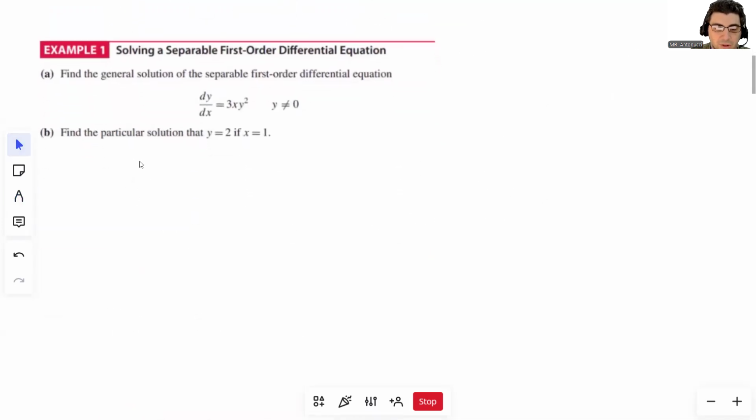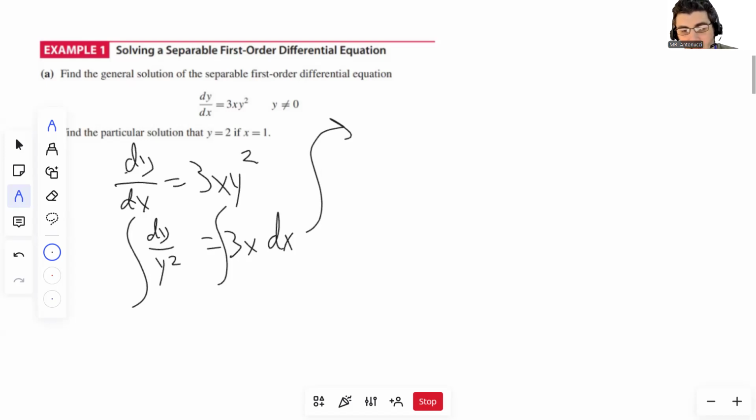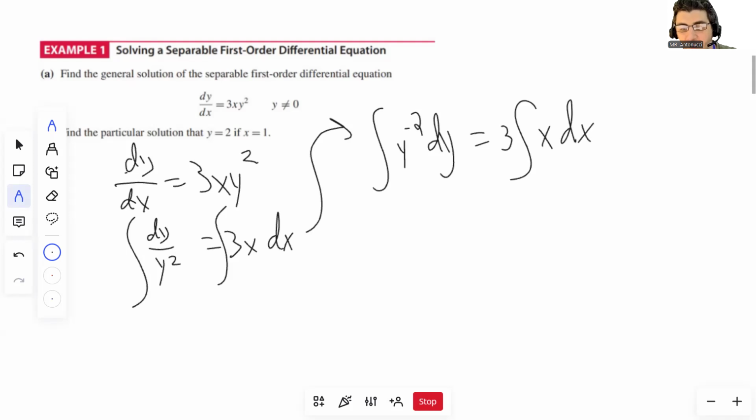We want to find the general solution to this separable differential equation, as well as the particular solution. Okay, so I'd just like to copy it back down here. So dy/dx equals 3xy squared. I can separate this by having dy over y squared equals 3x dx. All right. Now I can slap an integral symbol on each one of those. And I could write this as the integral of y to the negative 2 dy equals 3 times the integral of x dx, just rewriting it a little bit.